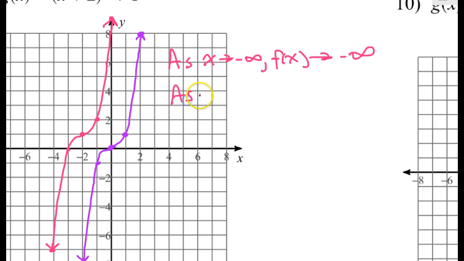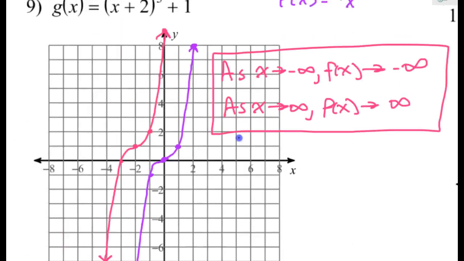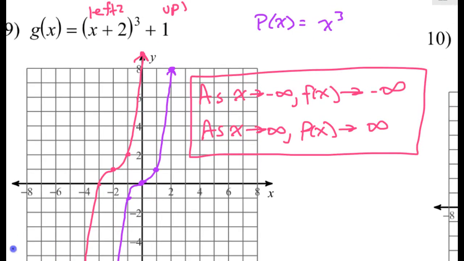What about on the right? As x approaches positive infinity, what's the function doing? On the right, it's going up, up, up, up, up. So it's approaching positive infinity. So there's your end behavior for problem number 9.